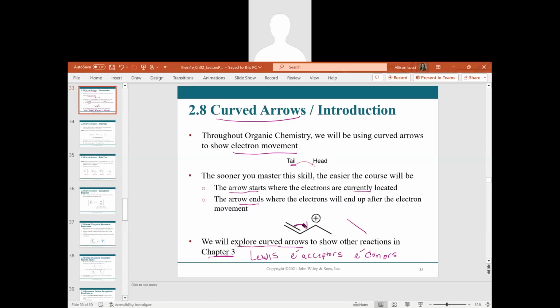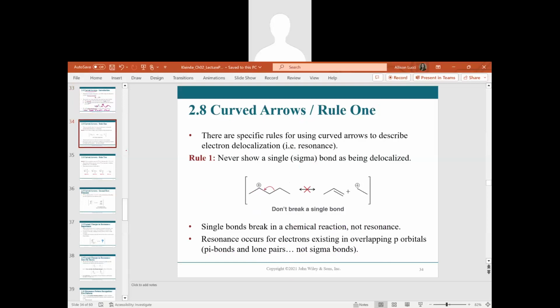This double bond here would move over here, and that +1 charge would end up over here. So this would be the structure after those electrons moved. All right, so let's continue here.